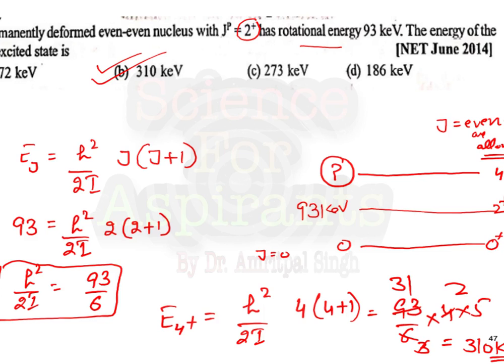So the collective model, the shell model and the liquid drop model are the three models which we have covered in detail. And if you have any question related to today's lecture, you can ask.